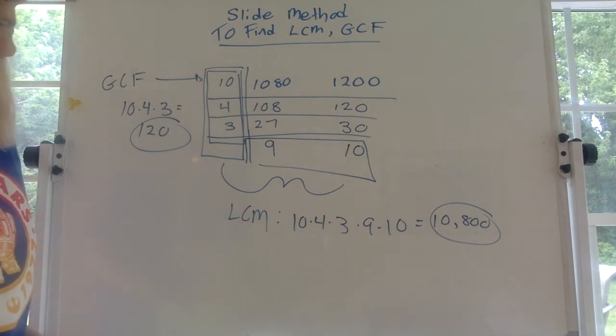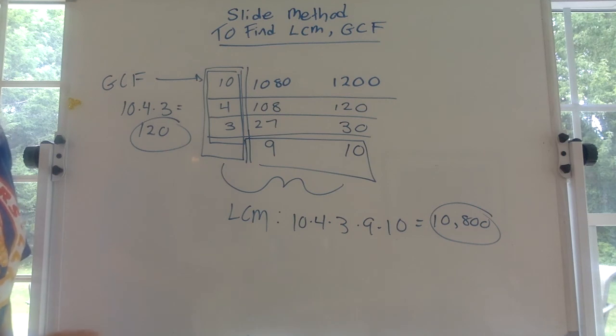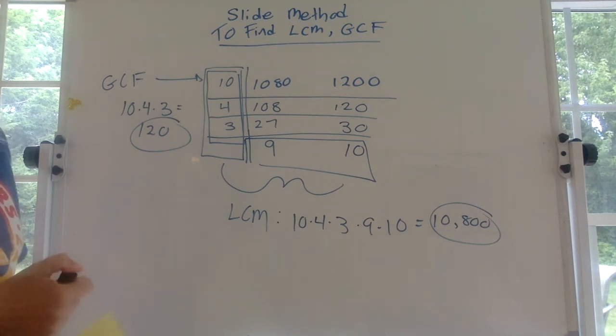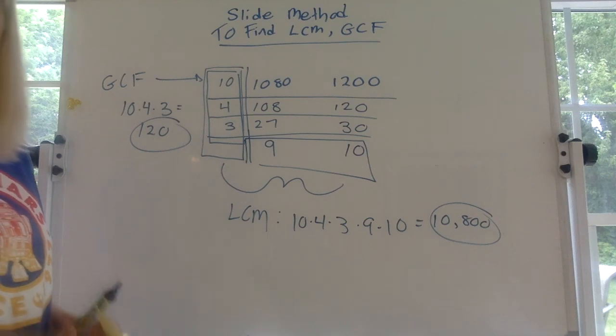They asked you in the assignment to do at least one with the slide method and one with prime factorization. So that's what you have to do. Okay? Good luck.